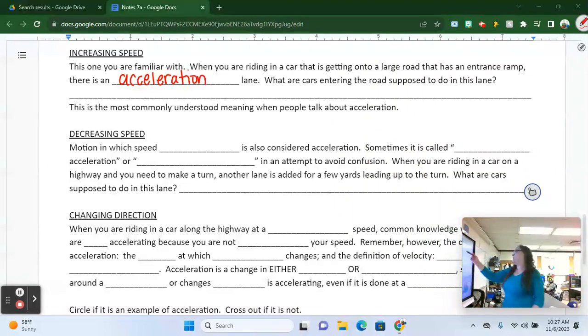All right, so what are cars riding supposed to do in that lane? Right, they're supposed to speed up to join the flow of traffic.